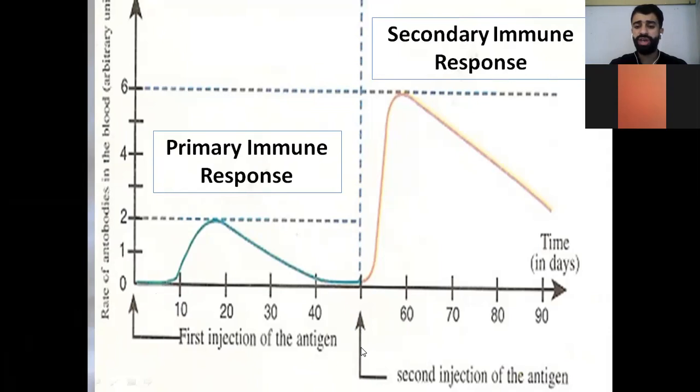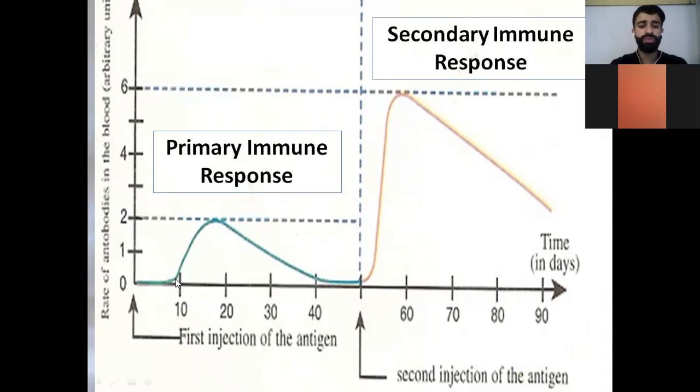While in the secondary, the second antigen was injected at day 50. So it needs about 2 to 3 days to start the immune response. So the latency here is 2 to 3 days. While the amount of antibodies in the primary immune response was 2 AU, in the secondary immune response it was about 6 AU. So in the secondary, we have a higher amount of antibodies.